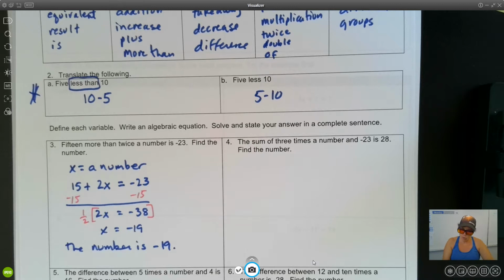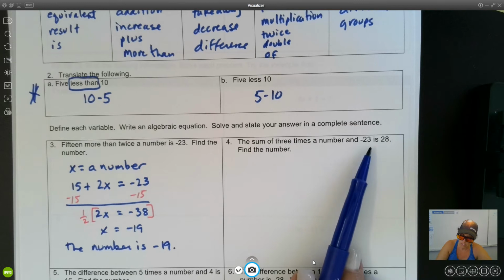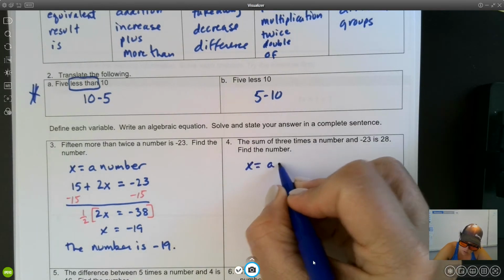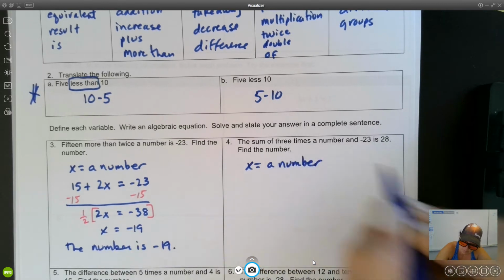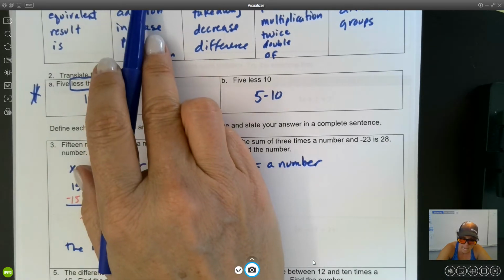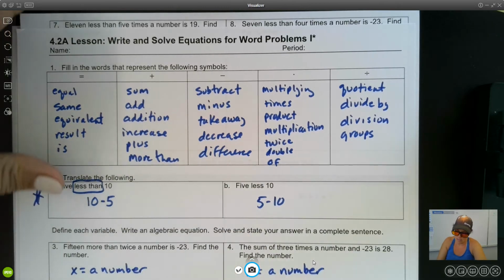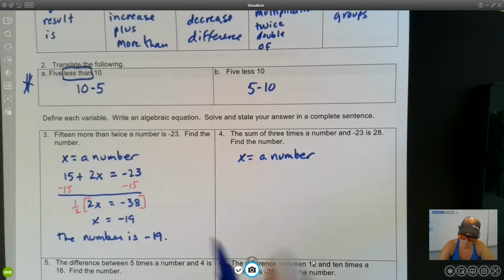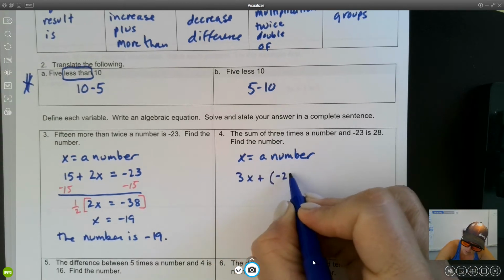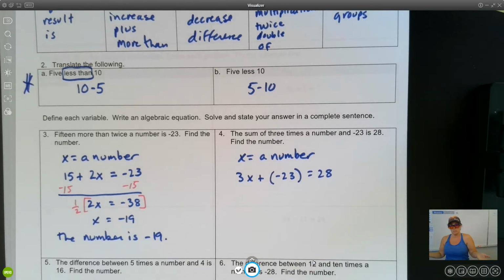All right, let's look at number 4. The sum of 3 times a number and negative 23 is 28. Find the number. Again, x equals some kind of a number. The sum means we're going to add. The sum of 3 times a number and negative 23 is 28. So there's the equation I built.